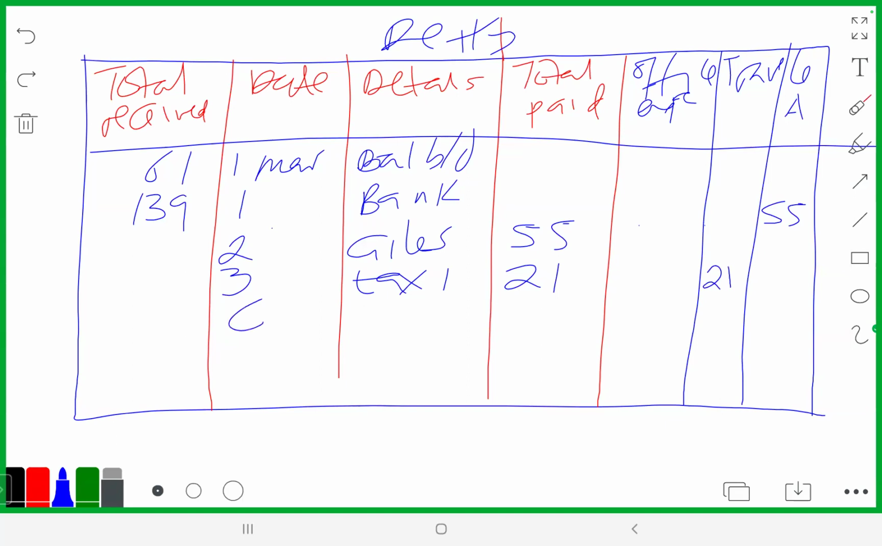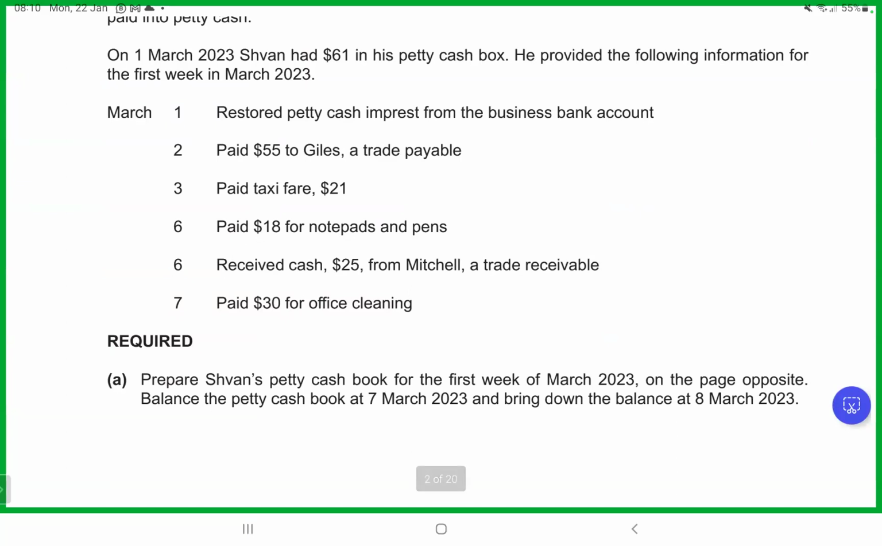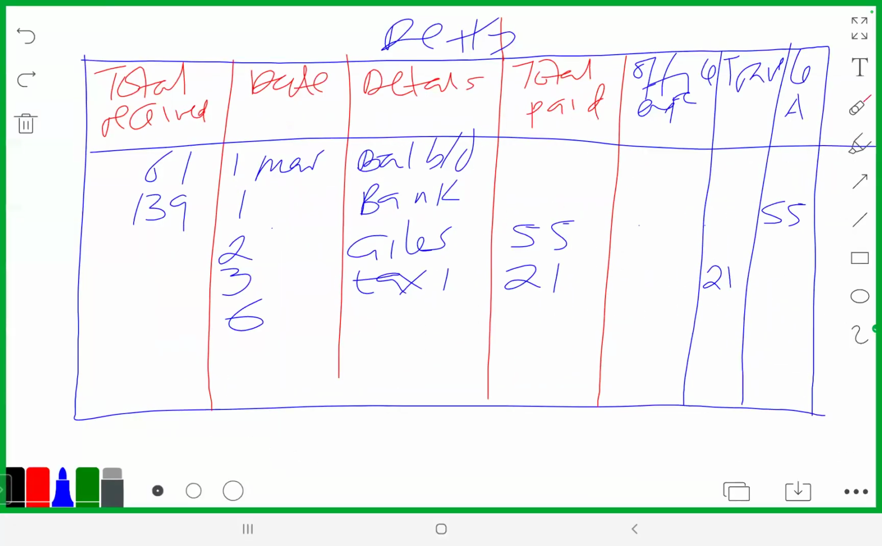Then on the 6th, we are told that there was a payment for some notepads. We paid $18 for notepads and pens. What category of expenses would we put this one? Obviously, we know that the pens and notepads fall under office expenses. So we'll record this 18 in this very column again.